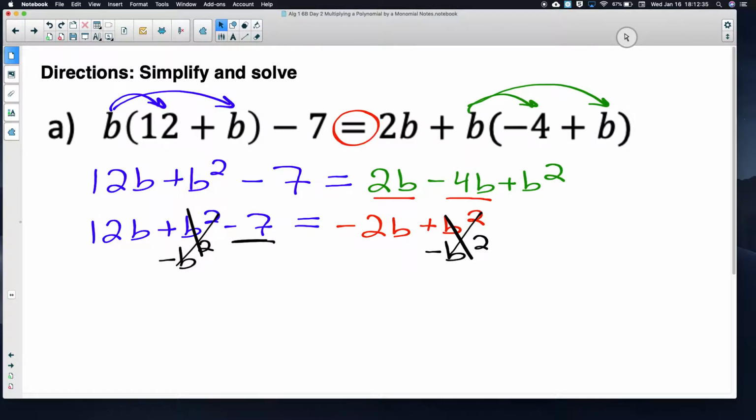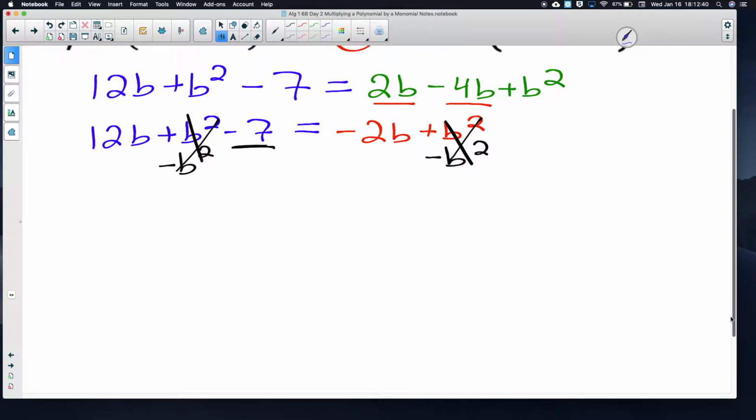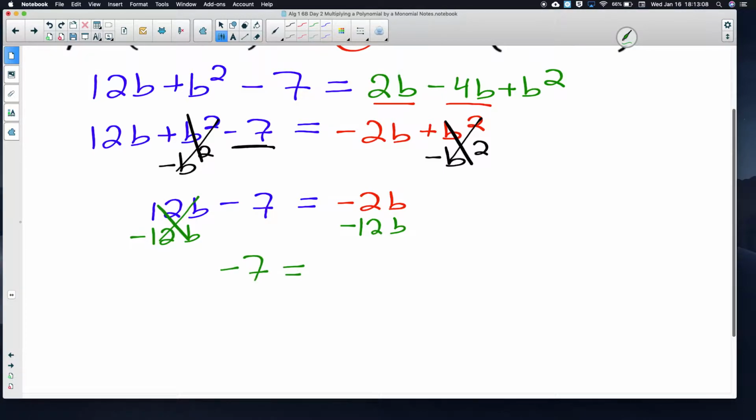So let me scroll down here, give myself a little bit more room. And let's see what we got. Over on the blue side, what's left is 12b minus 7. And on the red side is negative 2b. Now, on the blue side, I need to get that negative 7 alone. So I am going to subtract 12b from both sides, canceling out the 12b over on the left, dropping down this negative 7. And then on the right-hand side, I've got negative 2b minus 12b. Well, that's going to give me negative 14b.